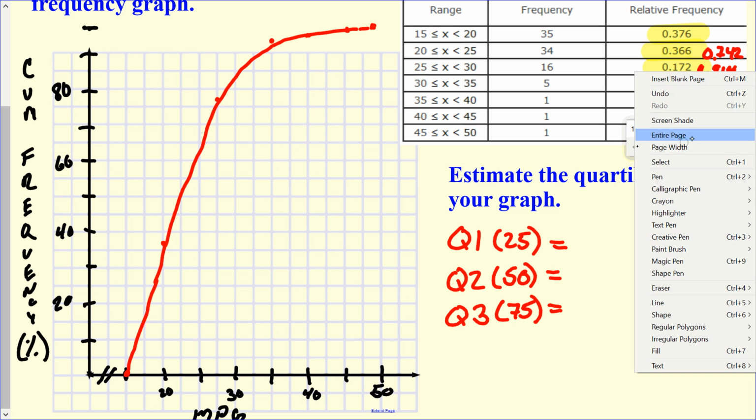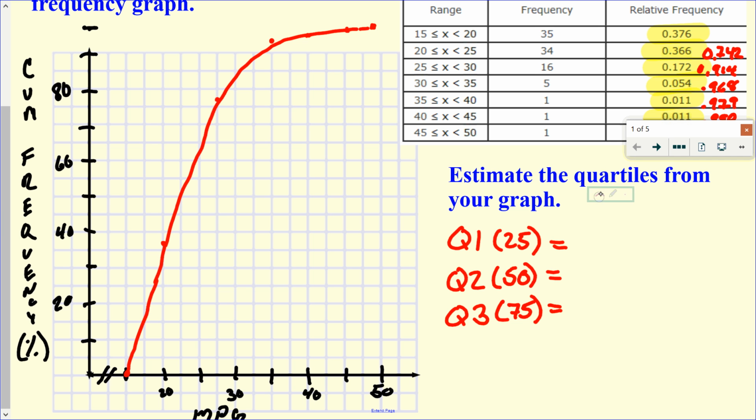I'm going to switch colors so we can see that. So we go up to 25. We come across the graph. We come down the graph. And that looks to be about 15, 17. We'll call that 19 miles per gallon.